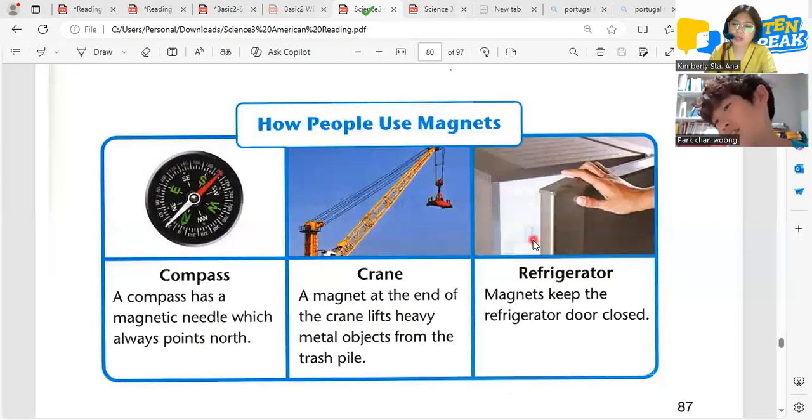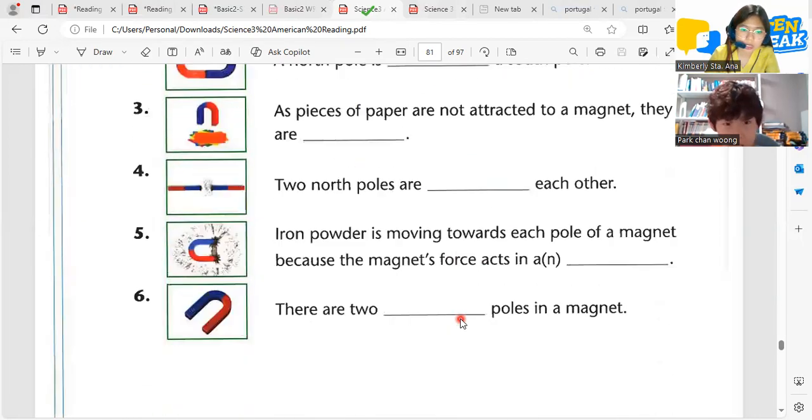Actually, this is the most common way we use magnets. We use magnets to keep things closed, like a cabinet or the refrigerator. Sometimes the bag has a magnet on it too as a lock. So that's really useful. A magnet is a very flexible thing that we can use in a lot of ways. So let's have the next one here.